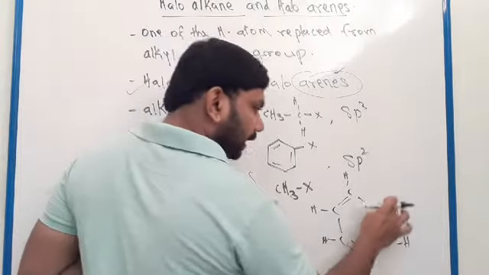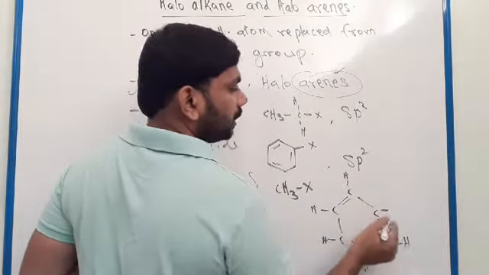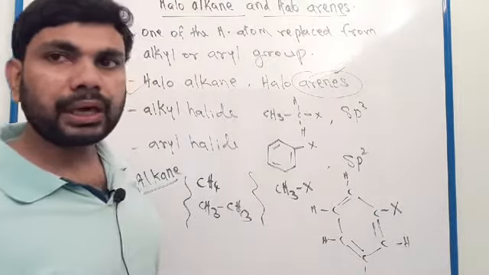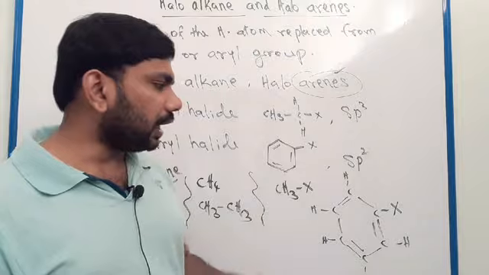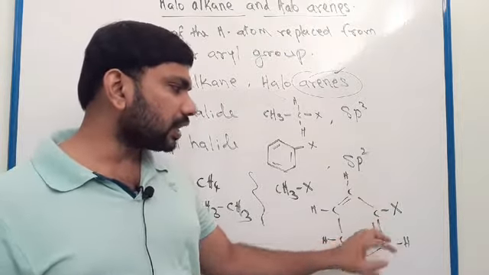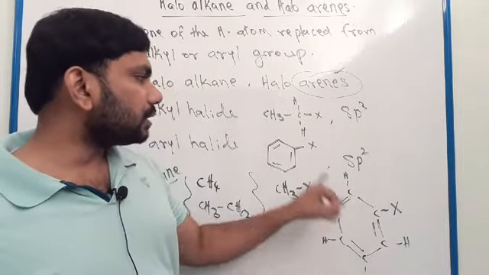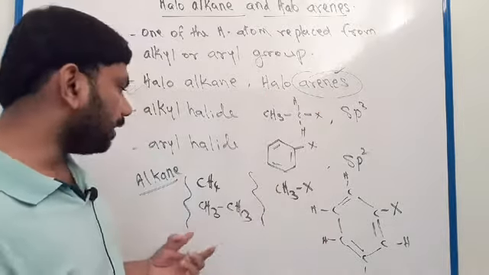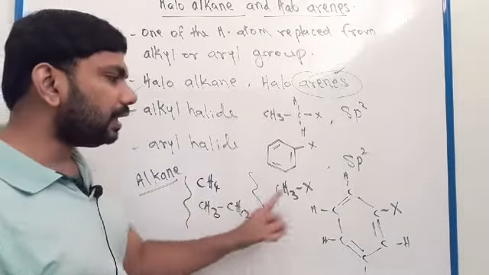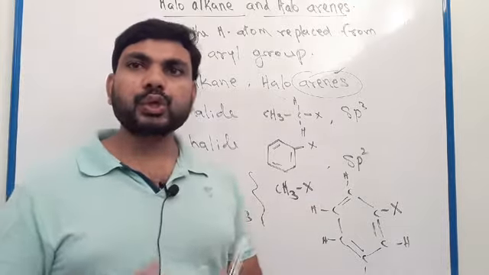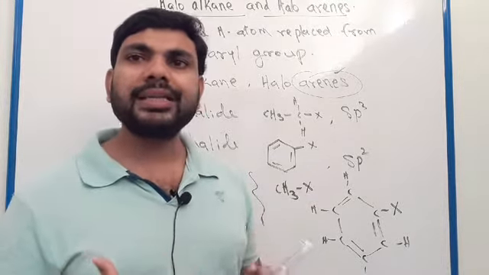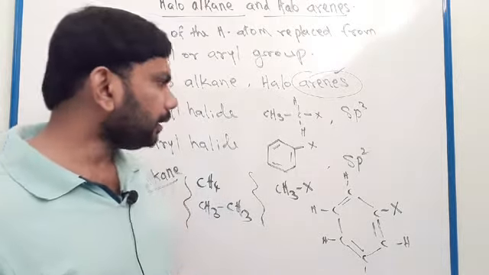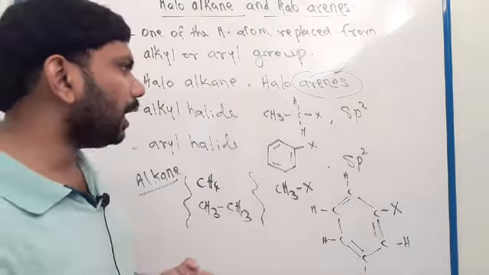If one of the hydrogens is replaced by halogen, fluorine, chlorine, bromine, iodine, this type of compound is called haloarene. So here we have haloalkane and here haloarene. We have to study more details about these compounds in this chapter.